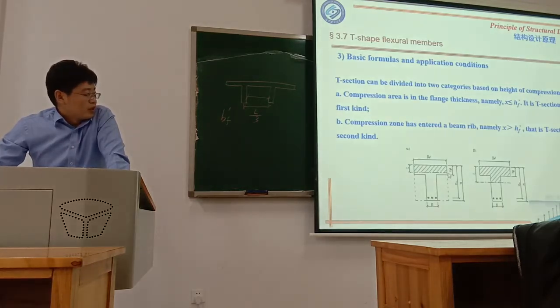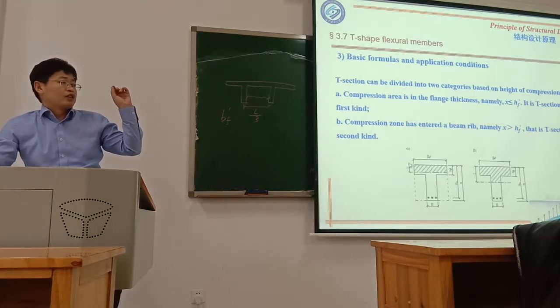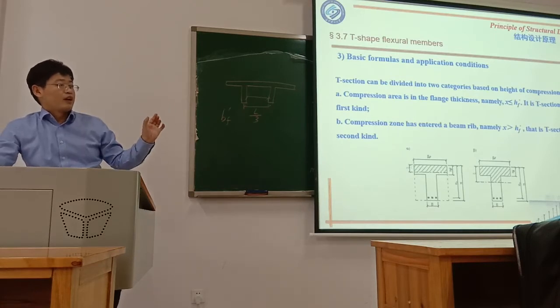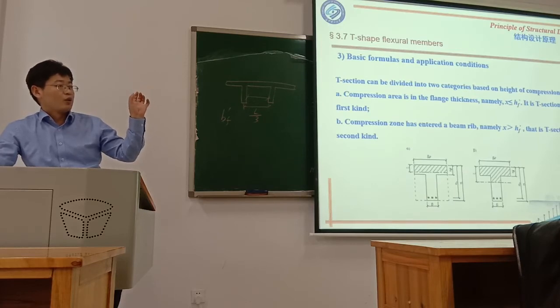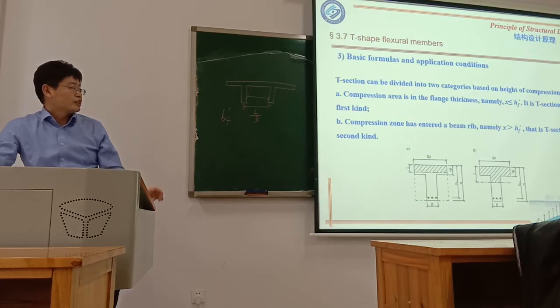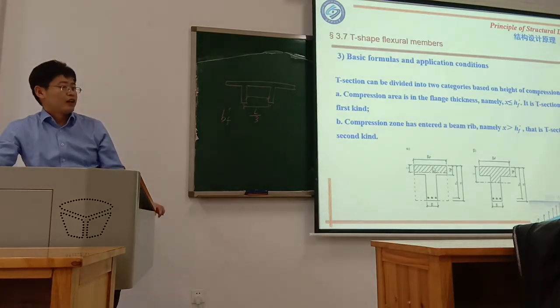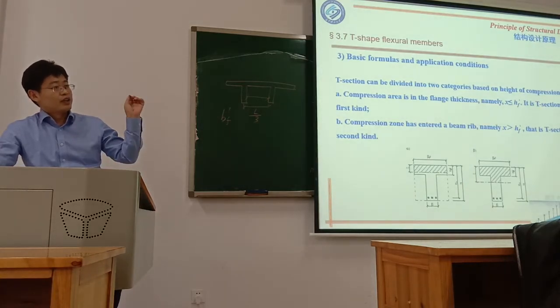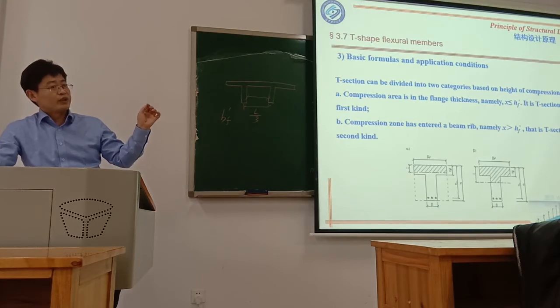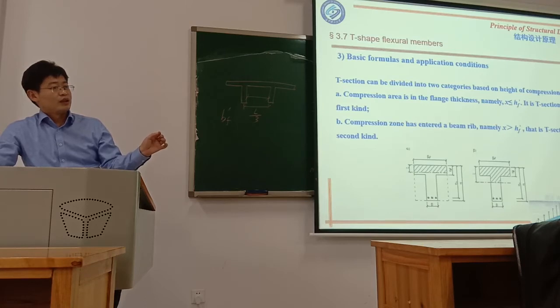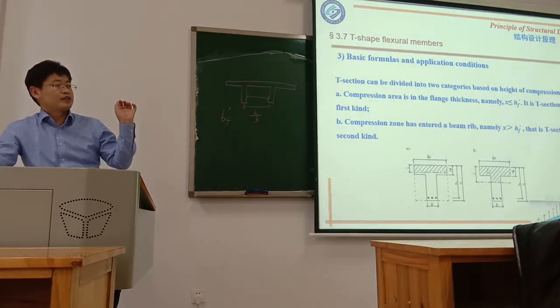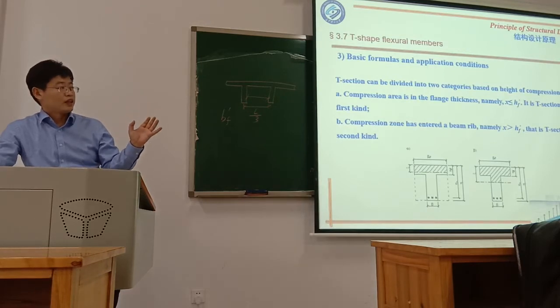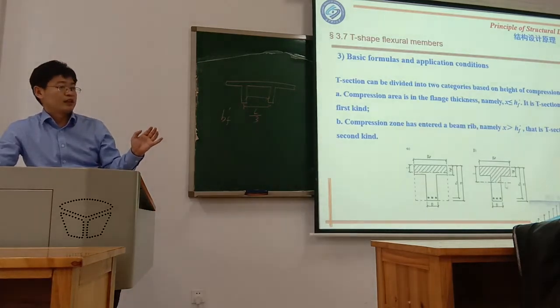So it's not about whether it looks like a T shape or a rectangle. You should see the real action situation, the real working situation. For this type of T shape, its real working condition is just like the rectangular shape. So the basic equation you can use is the same as the rectangular shape. But for this one, the basic equation is a little bit different. You should add this part, the compression force.